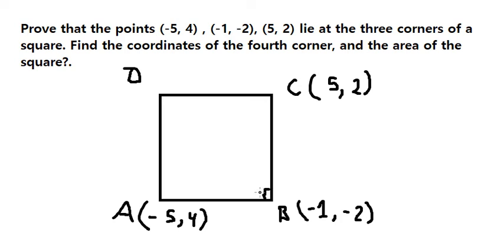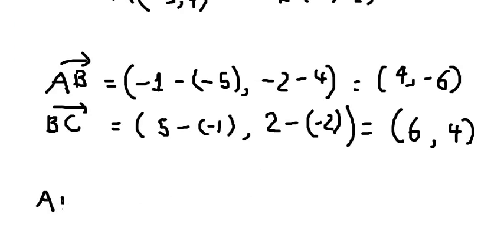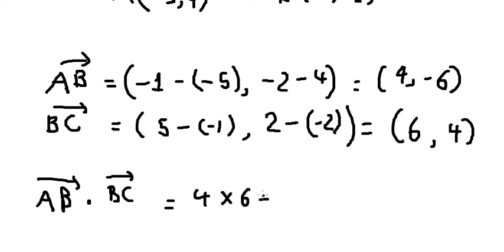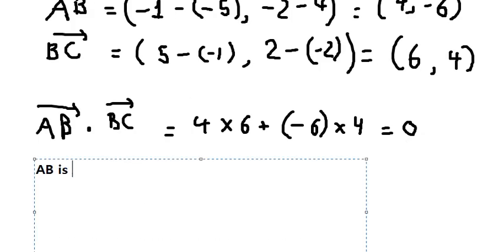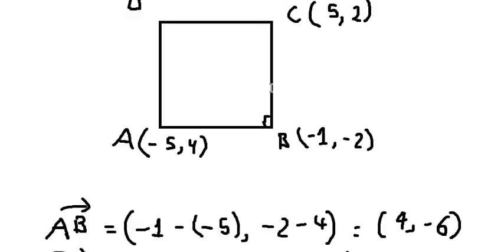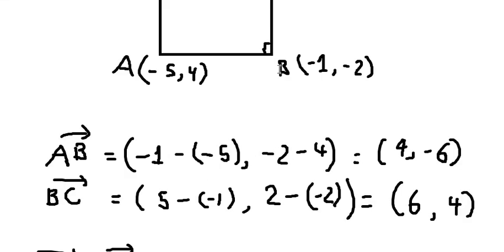The first thing we need to prove is that the angle between AB and BC should be about 90 degrees. So we use vector AB and do the dot product with vector BC. And we see that we have 4 multiplied by 6 plus negative 6 multiplied by 4, and this one we have 0. That means if you got 0, AB is perpendicular to BC. That means the angle at B should be 90 degrees.